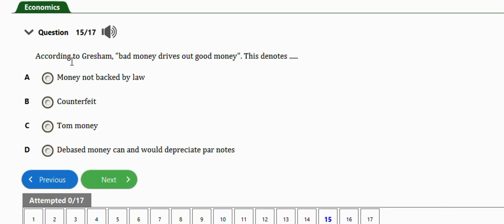Next question is this one. It says according to Graham's law, bad money drives out good money. This denotes: money not backed by law, counterfeit, term money, the bad money can and will depreciate per note. Right answer is option D, the bad money can and will depreciate per note.